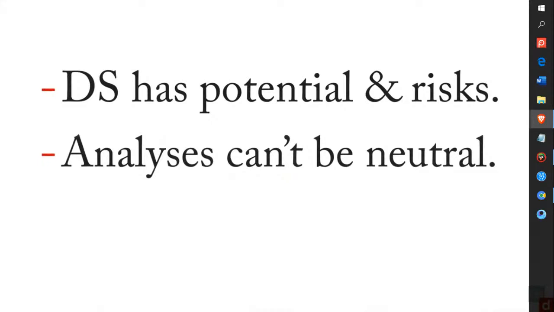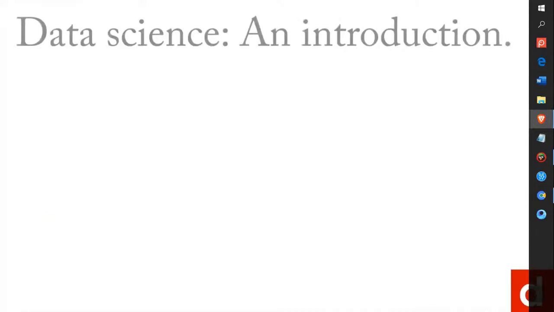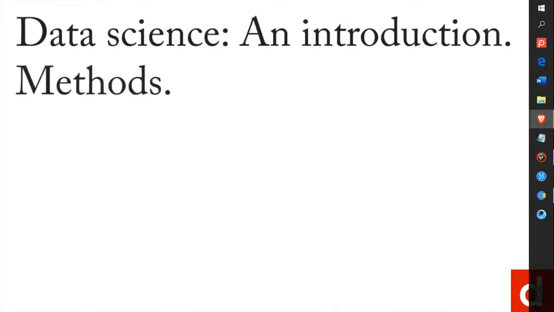Part of the problem is that analyses can't be neutral, that you have to look at how the algorithms are associated with the preferences, prejudices, and biases of the people who made them. And what that means is that no matter what, good judgment is always vital to the quality and success of a data science project.